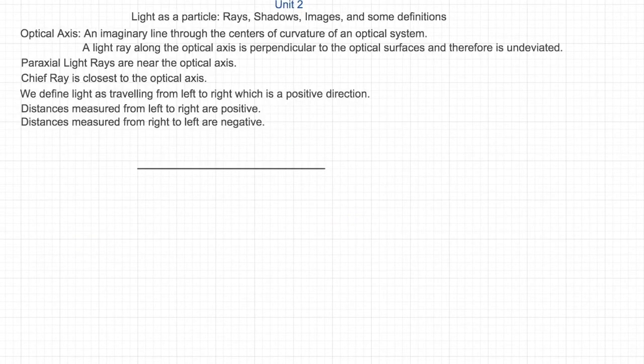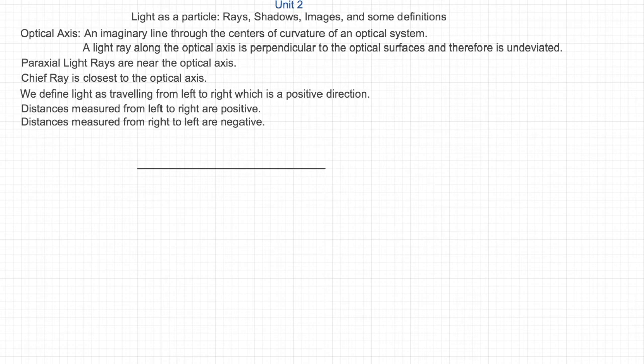Now here's some important definitions. The optical axis is an imaginary line through the centers of curvature of an optical system. A light ray along the optical axis is perpendicular to the optical surfaces and therefore is undeviated. You'll notice that optical axis that I drew previously was a straight line. There were no deviations. Paraxial light rays are those light rays that are near the optical axis, and the chief ray is closest to the optical axis. Chief Ray was also the head of the Brooklyn Indian tribe, but I digress.